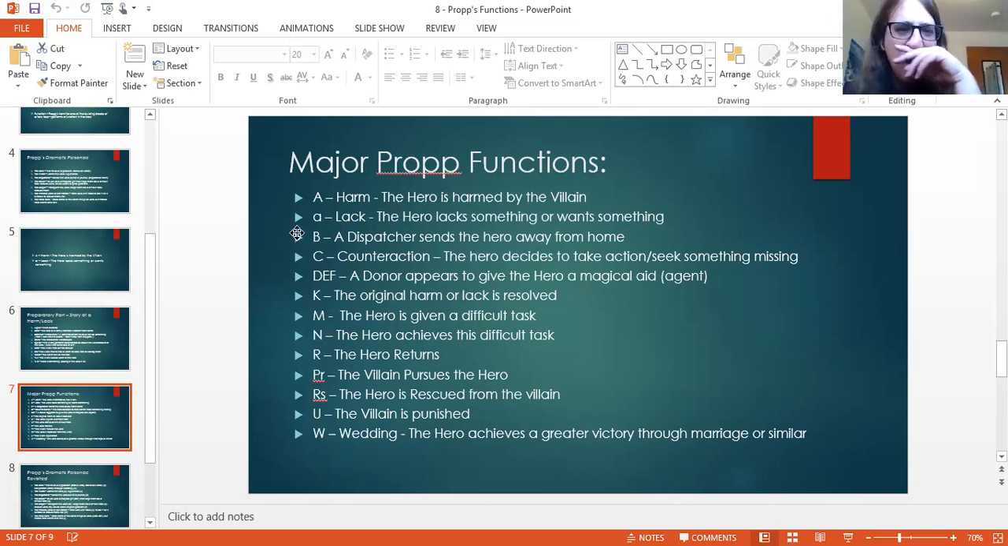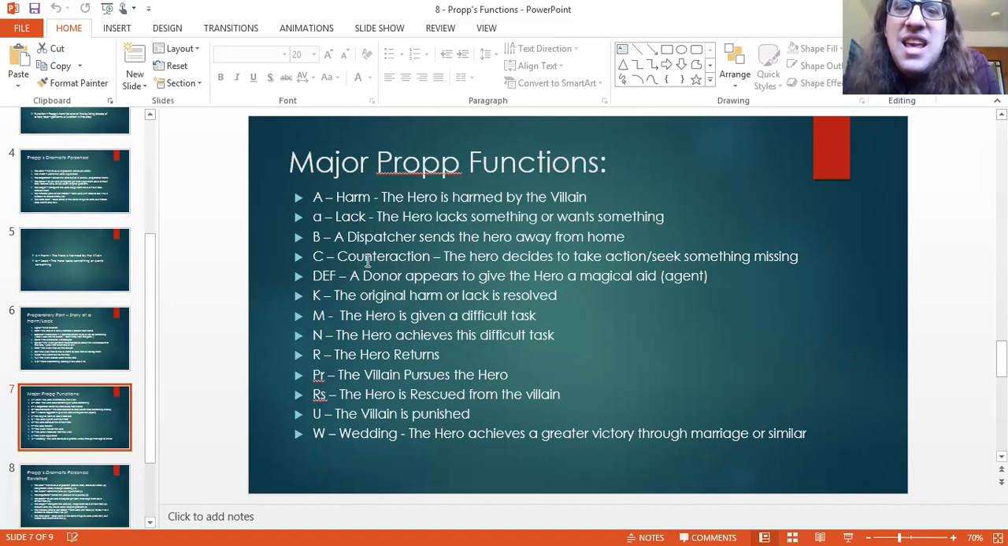Let's look at B, C, and D. B is for a dispatcher. The dispatcher sends the hero away from home. C is for a counteraction, and Propp is being very cute and trying to make it fit there by using the letter C. Counteraction is the hero deciding to take action, the hero deciding to solve their problem.